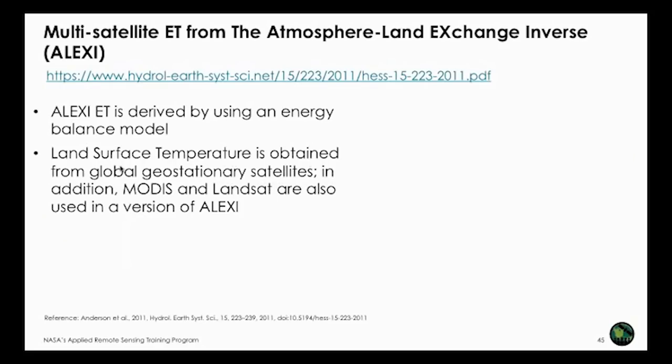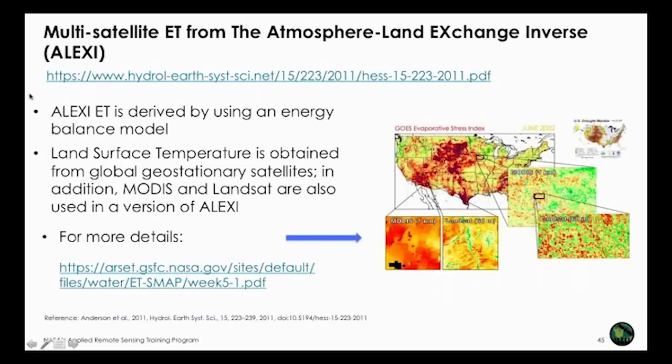Next product is multi-satellite evapotranspiration from the Atmosphere-Land Exchange Inverse, or ALEXI. This is derived by using an energy balance model. So land surface temperature is used to derive how much energy is used for evapotranspiration, and based on that, evapotranspiration is derived. It uses MODIS and Landsat and is also now combining geostationary satellites to get good coverage. So ALEXI evapotranspiration is shown here.